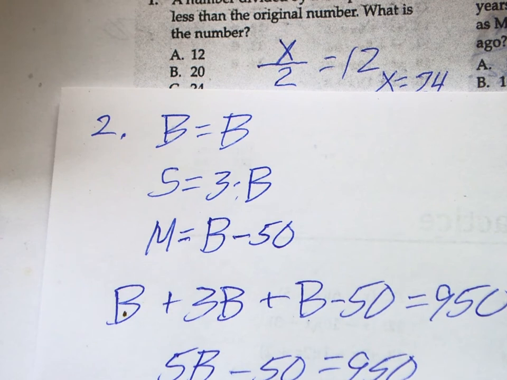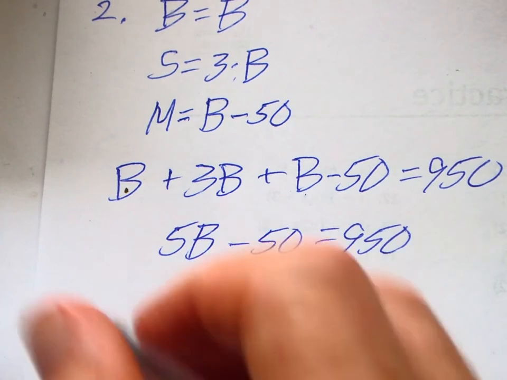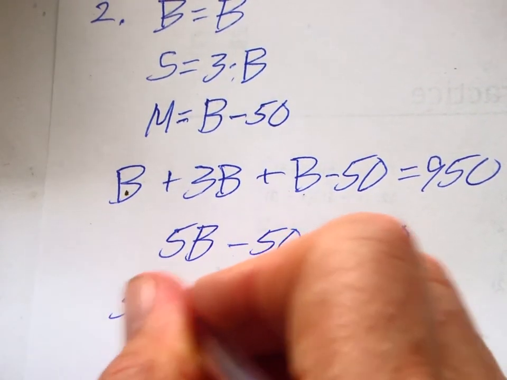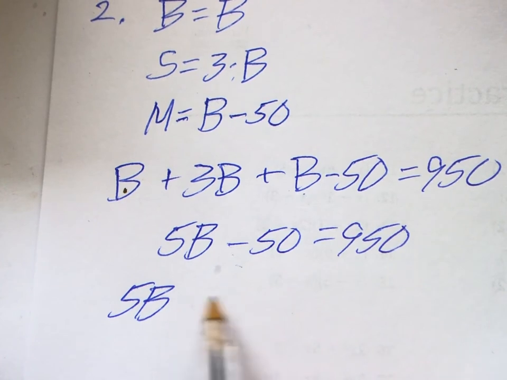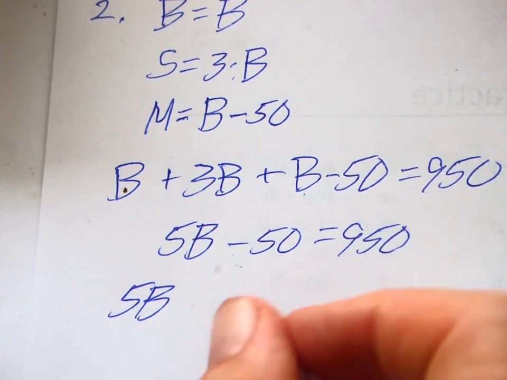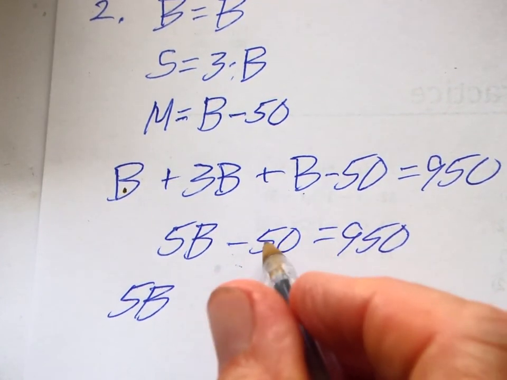Now, I want to end it with B, so I'm going to get rid of this 50. It says subtract 50, so what am I going to do? I'm going to add 50. 5B. Now, if I subtract 50 and add 50, it's going to be 0, so I'm not going to put anything here. I'm going to put equals. I got rid of the 50 by adding.